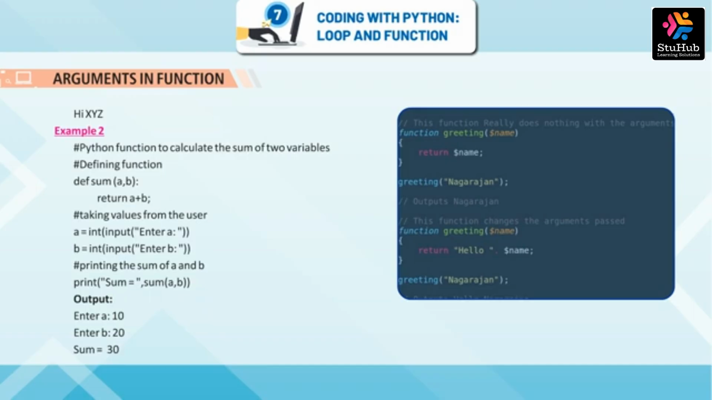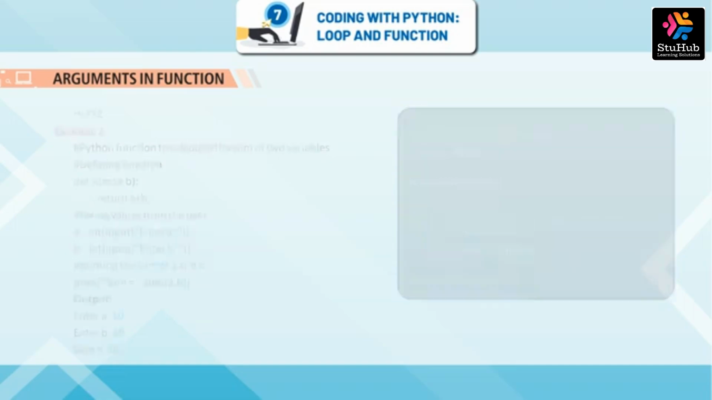# Printing the sum of a and b. print("sum is equal to", sum(a, b)). Output: enter a: 10, enter b: 20, sum is equal to 30.